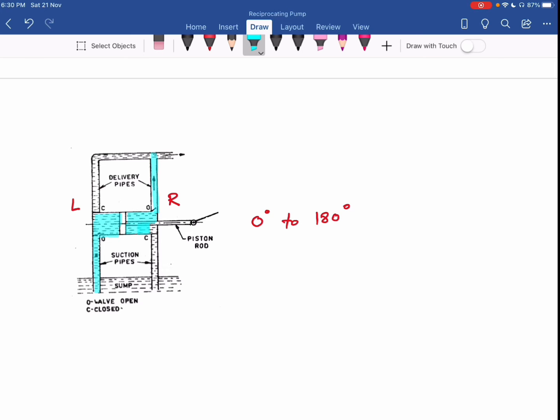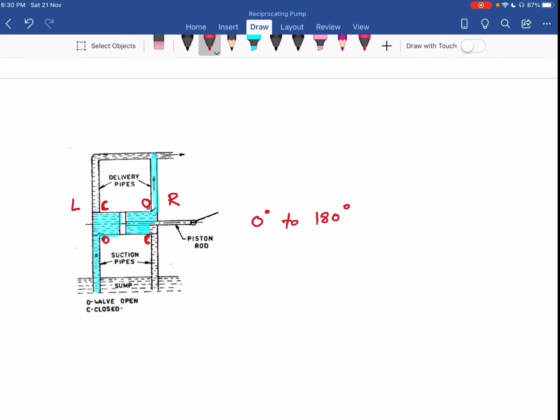Now during this, you can see my this suction valve is open. Okay, we have two suction valves. This suction valve is closed. This delivery valve is open, and this delivery valve is closed. Okay, so this is what happens when crank rotates from 0 to 180 degree.